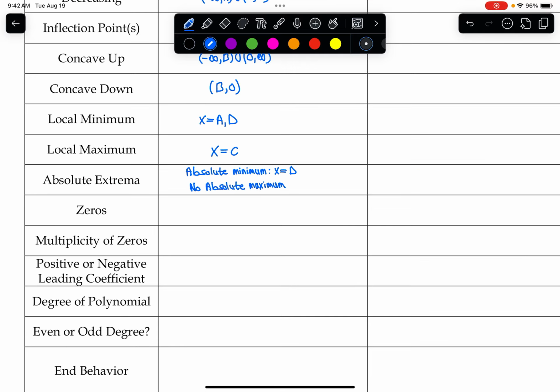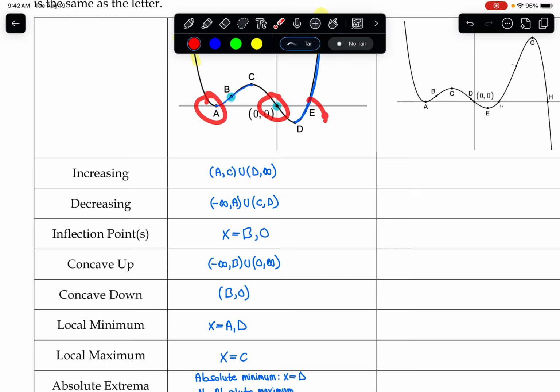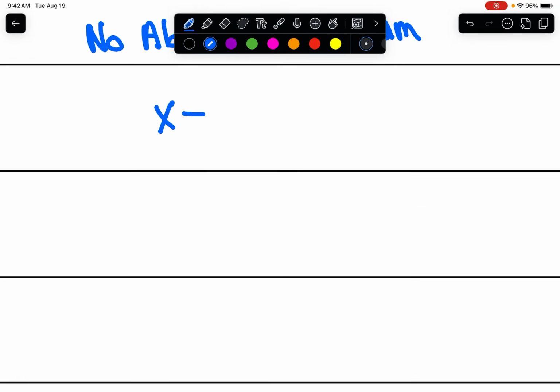So now for the zeros, which is another way of asking for the x-intercepts. We're going to have zeros at A, 0, and E. So x equals A, 0, and E.